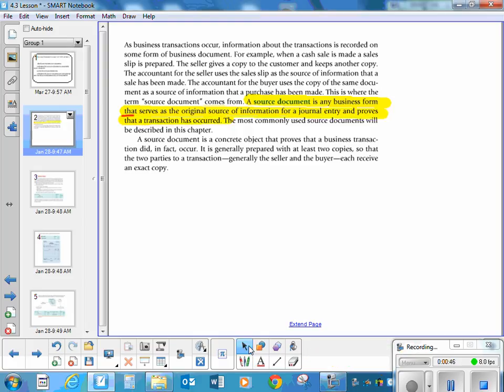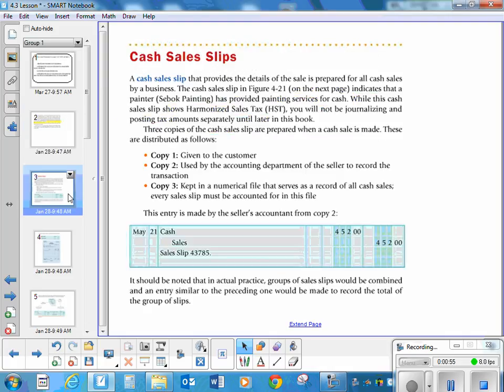So in order for you to pay a bill or to deposit money as a sales, there has to be proof that it has happened. And that's what we call source documents. So when there is a cash sale, we are going to be giving cash sale slips. A copy is given to the customer, and then you keep a copy for your accounting department, and sometimes there's even a third copy that just stays in file. I think most of the time you would see that there would be two. Okay, and those are called a source document.